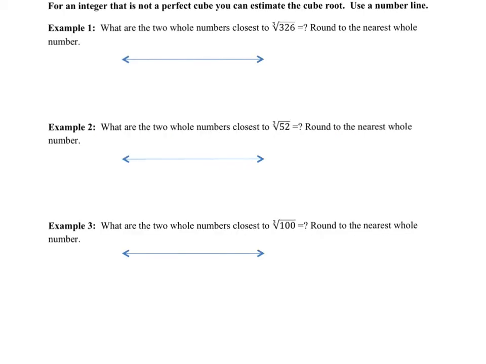In example 1 it says, what are the two whole numbers closest to the cube root of 326? Round to the nearest whole number. So look at your chart and you're going to say, where does the cube root of 326 fall between what two perfect cube roots? We're going to answer just like we answered estimating square roots. The perfect cube before is the cube root of 216, which equals 6. The perfect cube after 326 is the cube root of 343, which gives us 7.